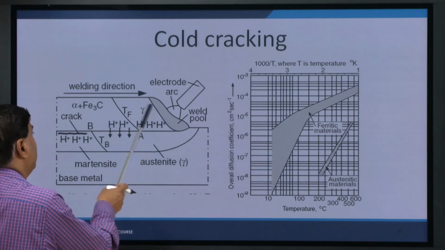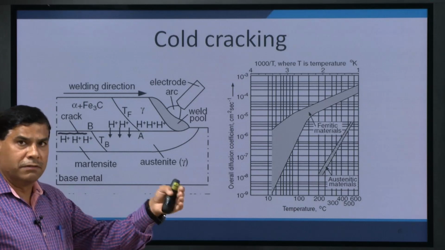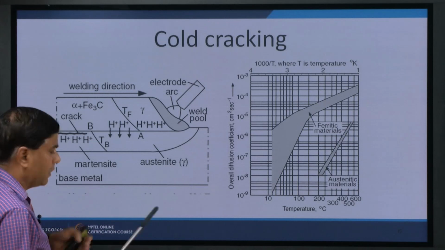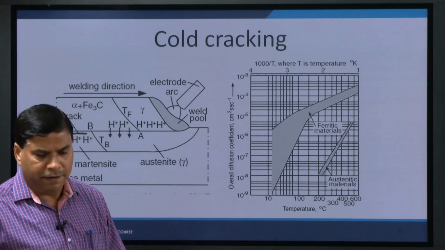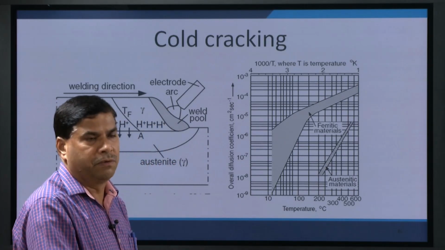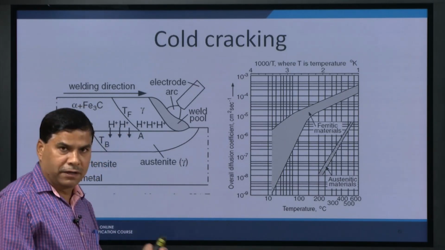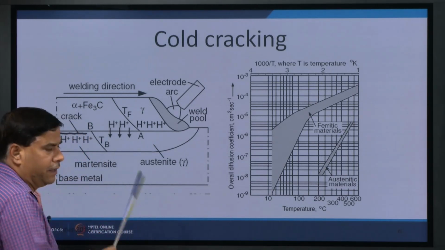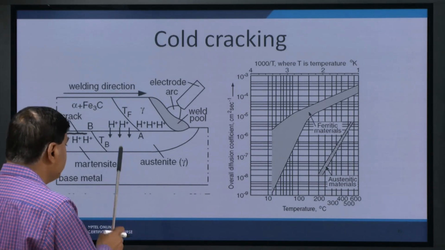Actually, the cracking of the weld metal can be reduced to some extent by using a suitable filler like austenitic filler, which can absorb more hydrogen, or which is a softer material offering greater ductility. But not much can be done for reducing the cracking tendency of the heat affected zone except preheating.